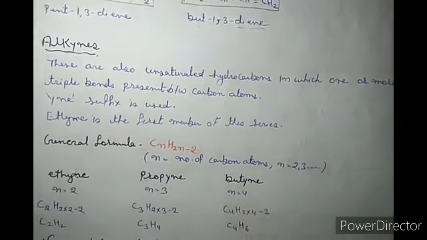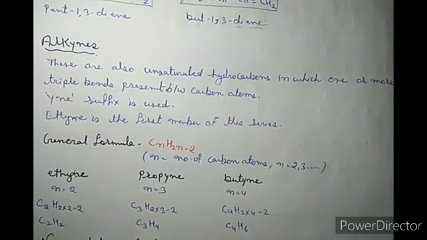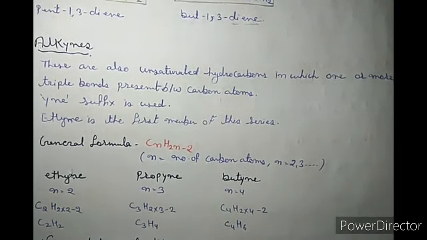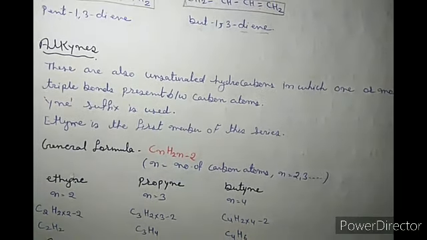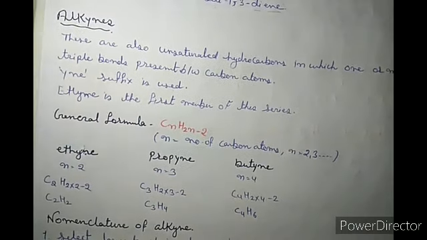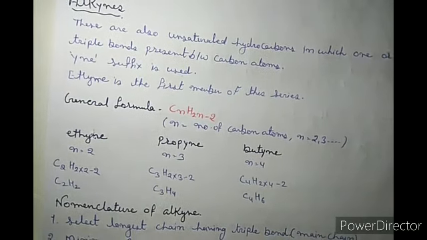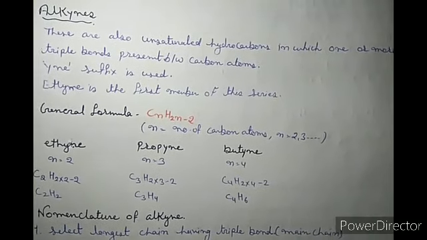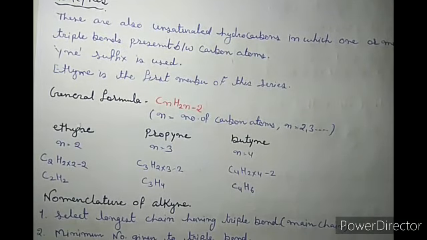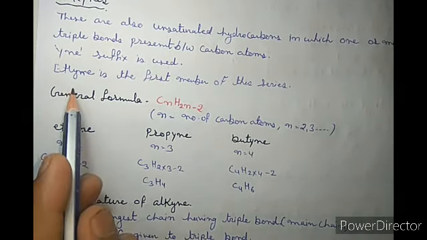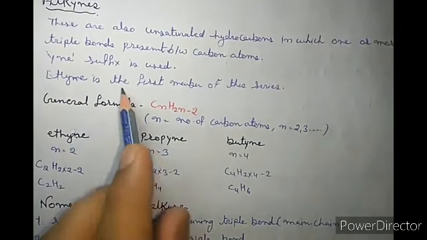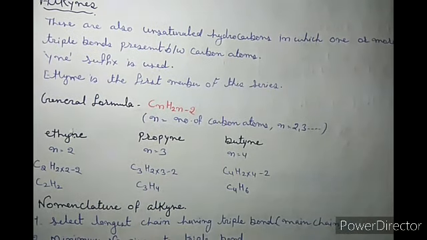If we consider the first member, it is ethyne. Why? Because minimum 2 carbons are required, and for the minimum 2 carbons, the first member is ethyne. Ethyne is the first member of this series.